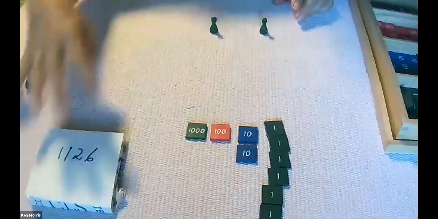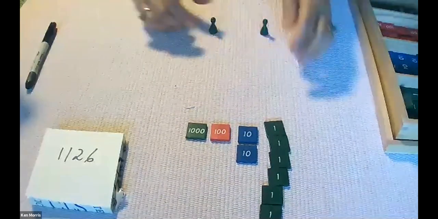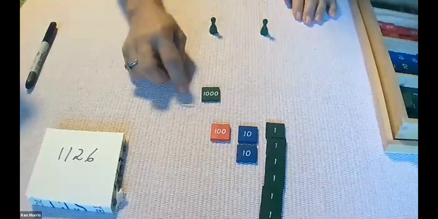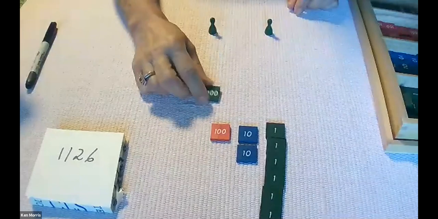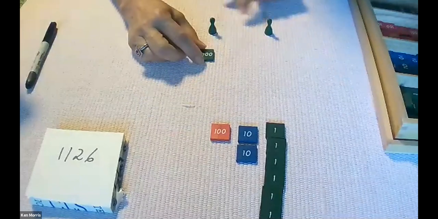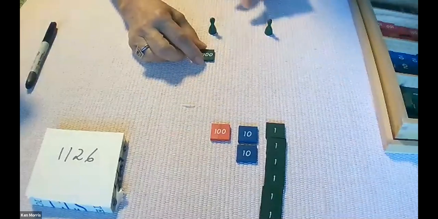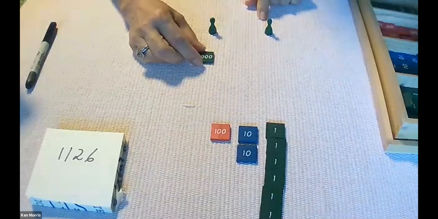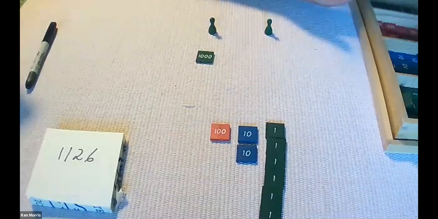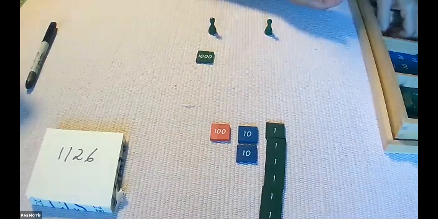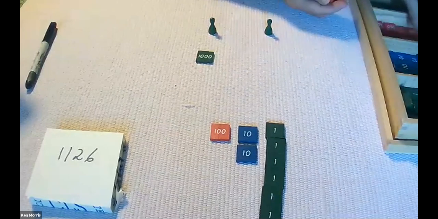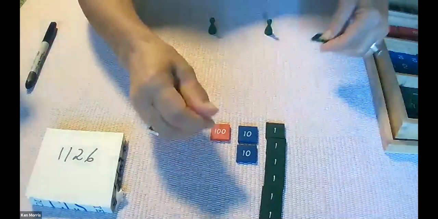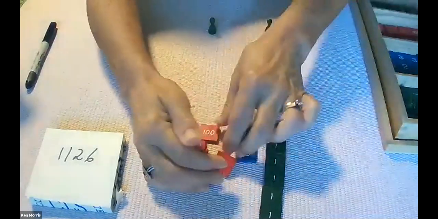Now, if you remember, in division, we always start with the greatest place value. So we're going to start with thousands. Obviously, I don't have enough thousands to evenly distribute among my divisor of 2. So I need to exchange this 1,000 for 10 hundreds. 2, 3, 4, 5, 6, 7, 8, 9. Okay, 10 hundreds. I'm going to put this back.